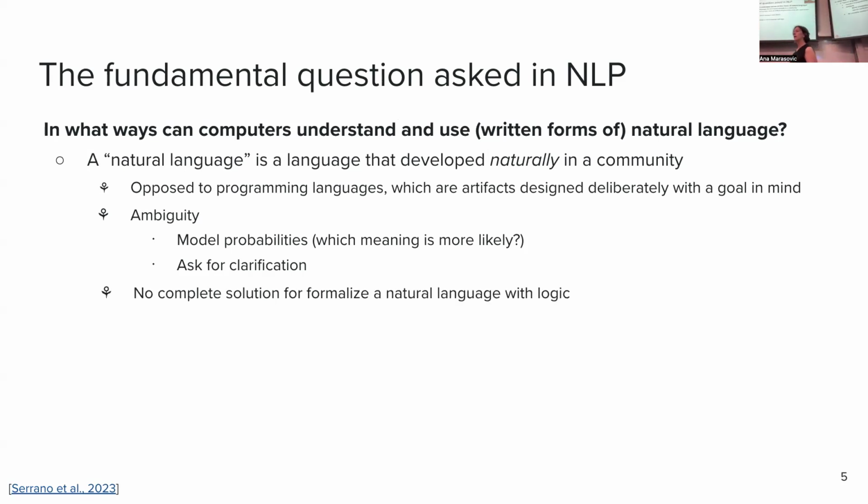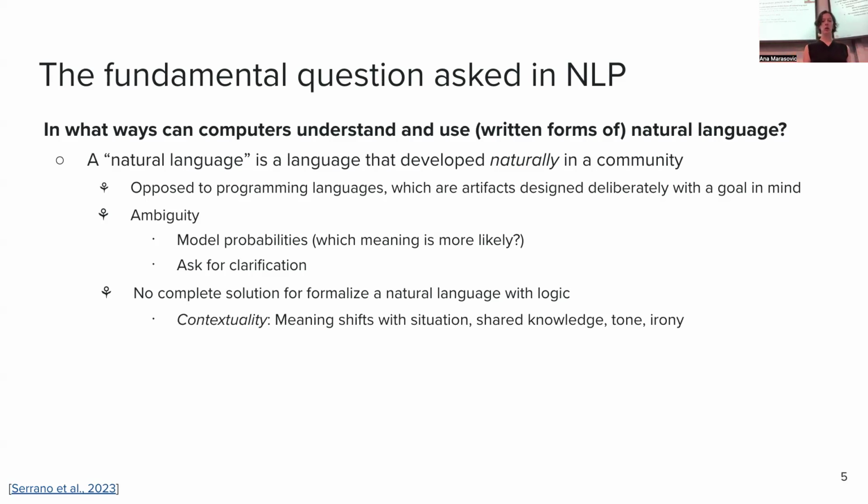All this together means that unlike your programming language, where you can define it and build a compiler, and once you have written valid code, there is just one exact interpretation of that code, with natural language, we don't have that. We can't build a complete solution of formalizing natural language into logic.